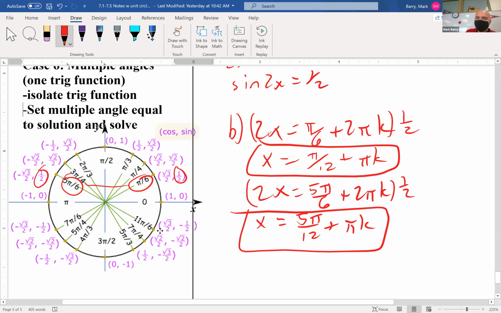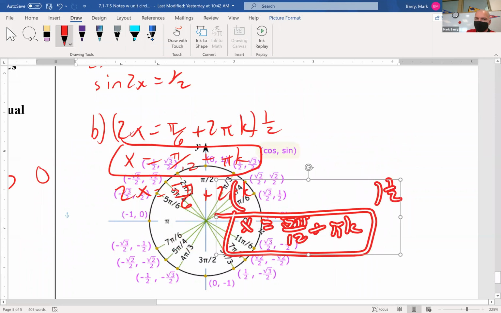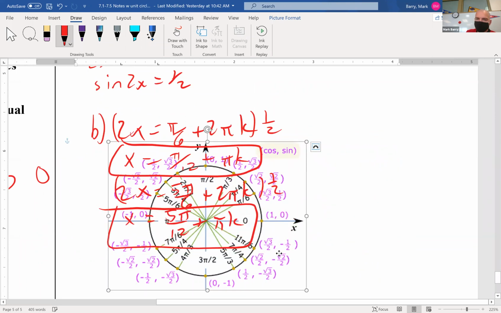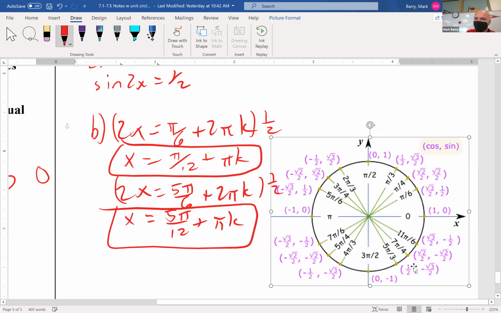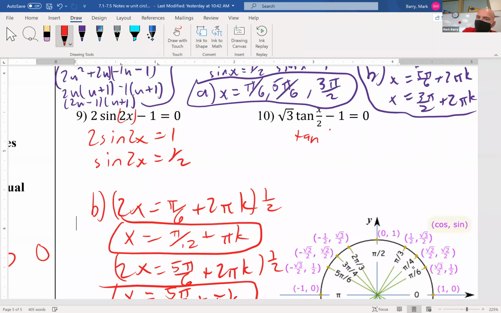All right, so let's do the last one then real quick. I think we can get it done. All right, so this one, I would just divide the rad 3 over.